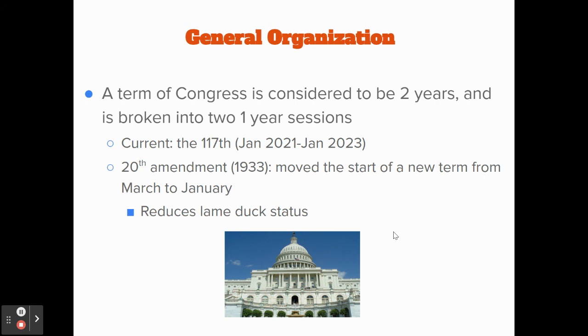So basically what happens now is we just move the start time up to January. So election day is still in November, but now the new congressional people take over in January, and they don't have to wait until March to have this new term kick in. And that again reduces this awkward period between the election time and when the new people start over.